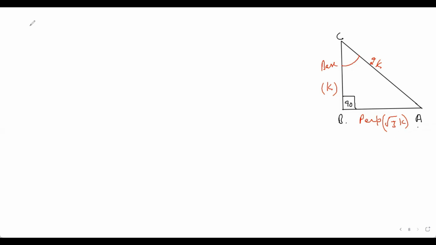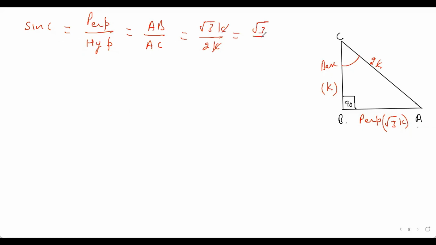So I am to find sin C. Sin C is perpendicular upon hypotenuse. What is perpendicular? AB. What is hypotenuse? AC. AB is root 3K and AC is 2K. So you'll have root 3 by 2. What is cos C? Cos C is base upon hypotenuse. What is base? Base is BC and upon AC. What is BC? K upon 2K. You'll have 1 by 2.